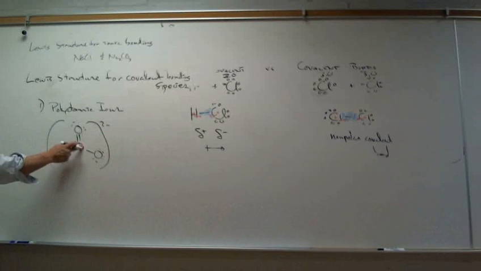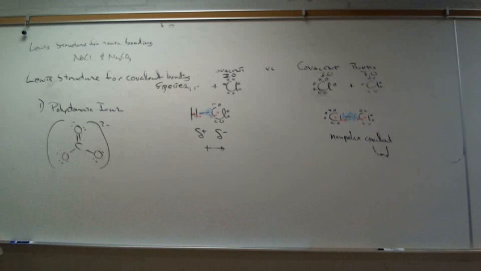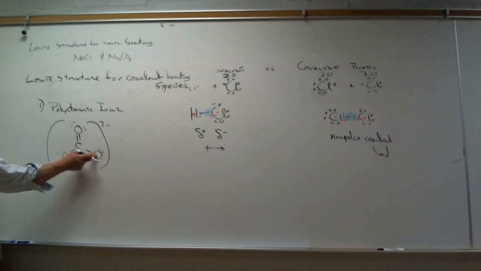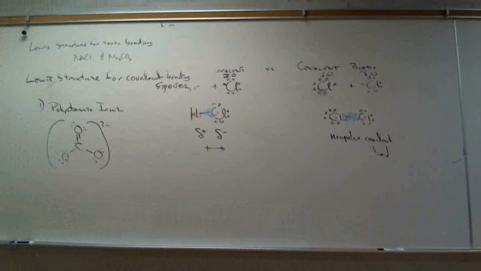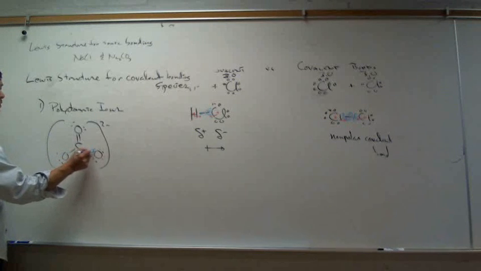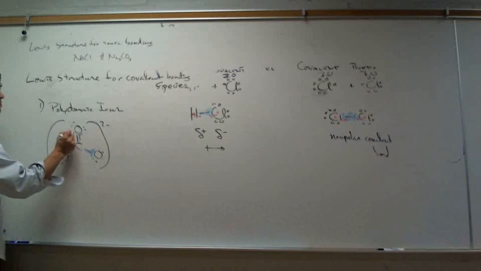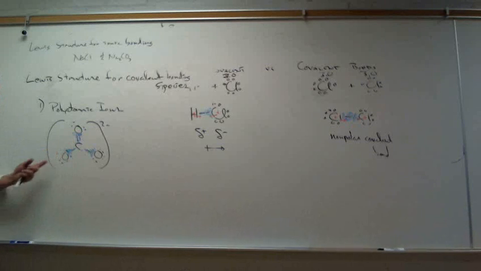Is this a non-polar covalent bond, or a polar covalent bond? It's polar, because we look at the electronegativities. Oxygen is 3.5, carbon is 2.1, and there's a significant electronegativity difference, which means the electron density is pulled towards oxygen. 3.5 versus 2.1. And so each of these bonds is what we call a polar covalent bond.